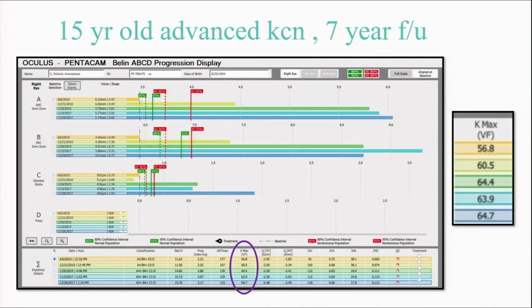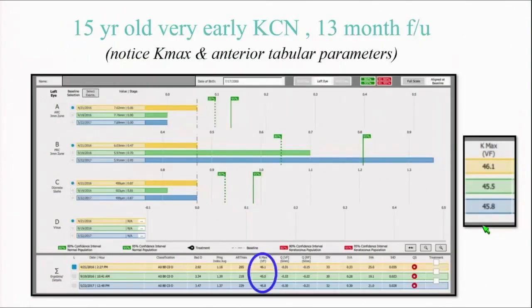Here is a 15-year-old with advanced keratoconus and 7-year follow-up, and you will notice that there's highly significant change on every parameter, the anterior surface, the posterior surface, and corneal thickness. The user here did not enter distance visual acuity, and if you look at Kmax, you'll see a progressive increase in Kmax. But what's the clinical utility of this?